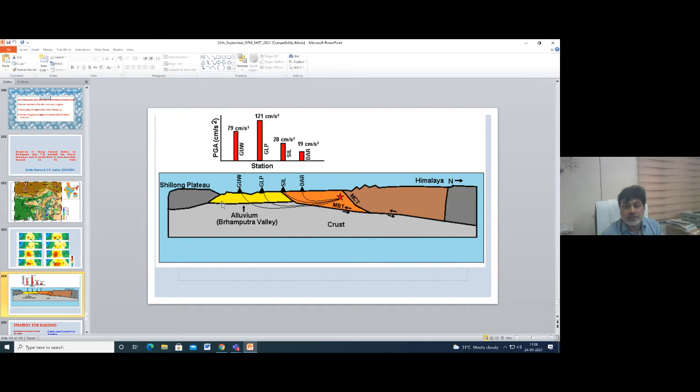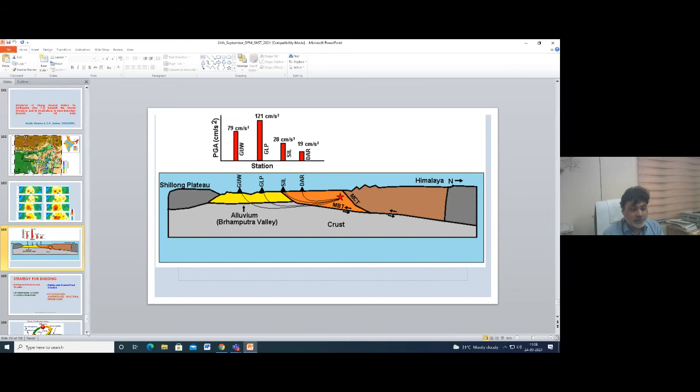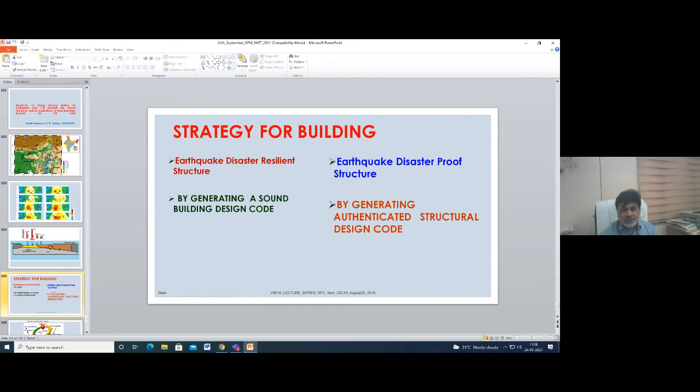So it means that the sediment considerations, the structural defect and seismogenic faults should be taken into account at the time of designing the structure, so that the seismic energy or ground motion can be retarded, depending on which layer it is passing through. So in a nutshell, our strategy for building should be earthquake disaster risk resilient. And if it is earthquake disaster risk resilient for a particular earthquake, that earthquake becomes earthquake disaster risk proof. And we have seen in Sendai that multi-story buildings are earthquake disaster proof structures for magnitude 9.